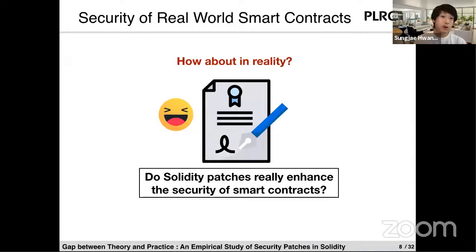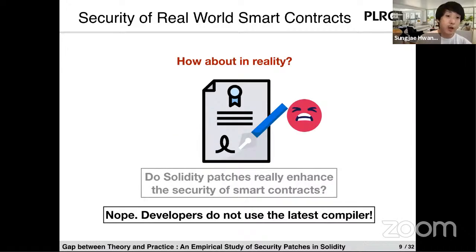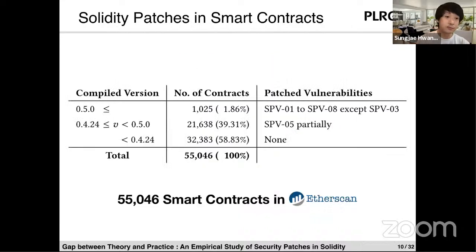So given that the Solidity compiler has security patches, do the patches really enhance the security of smart contracts in the real world? The answer is no, because developers do not use the latest compiler. We check whether contract developers use the Solidity version at least 0.5.0. To investigate it, we first collected 55,046 real-world smart contracts from Etherscan and analyzed them. The analysis result is shown in this table.